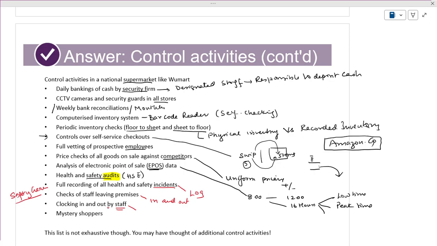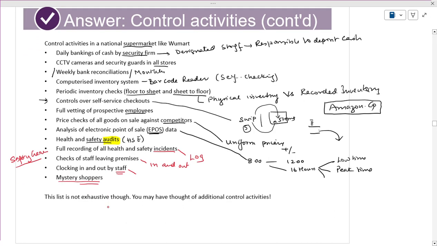Then clocking, and mystery shoppers. People do this actually. I will tell you very clearly, when you are talking about the food market, mystery shoppers will come. Sometimes it happens, it is reality, that people consume things. We should not consume, we should not eat before you bill. Fine, these are the things that happen.